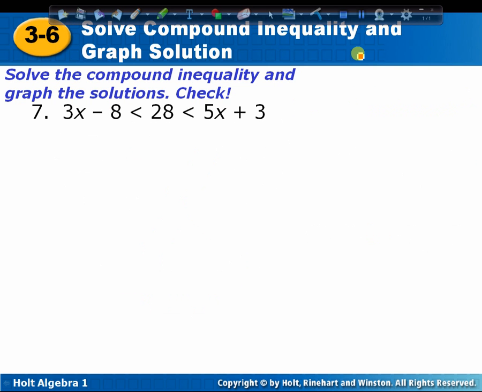Alright, go ahead and write down number 7. 3x minus 8 is less than 28, which is less than 5x plus 3. Take a minute, pause the video, try this one on your own. See if you can solve, set, graph, and check.